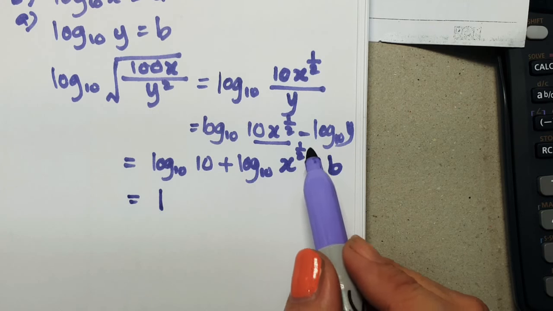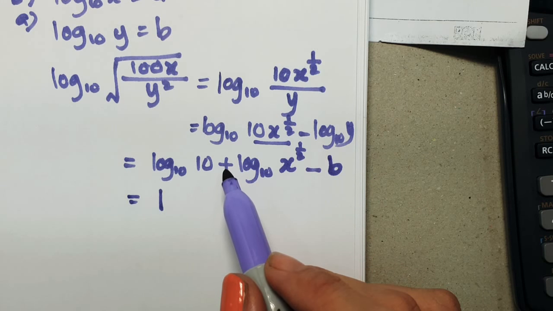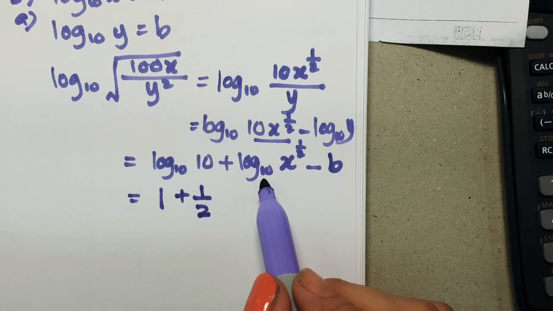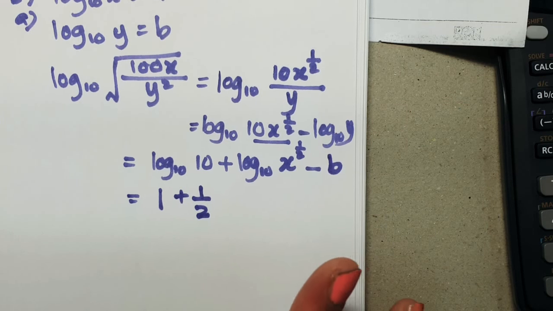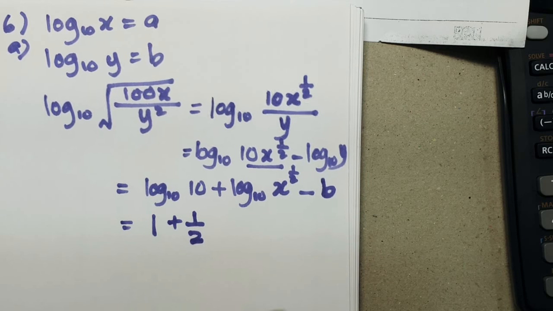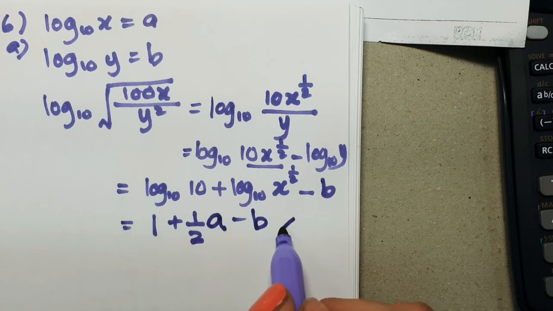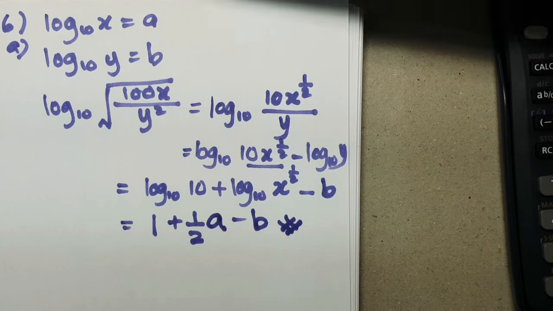And then the power can be brought down in front, so we will have half log base 10 of x. Log base 10 of x is given, that is a. So half a, and then minus b. So we just found the answer for our part 6a.